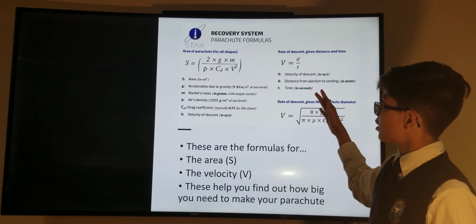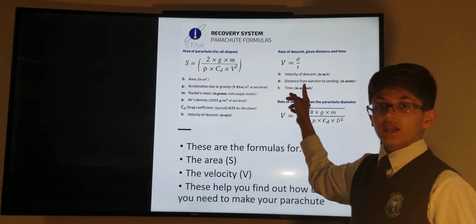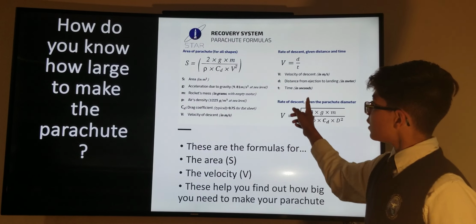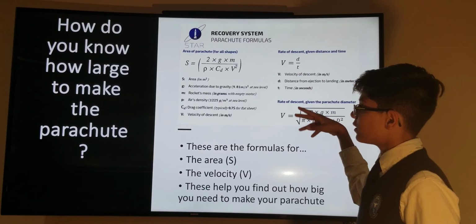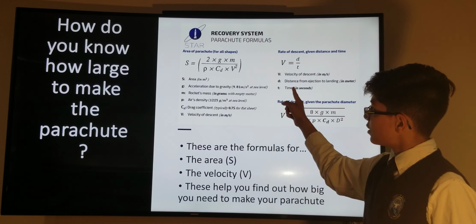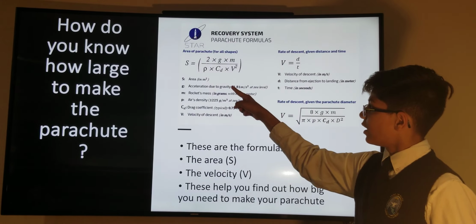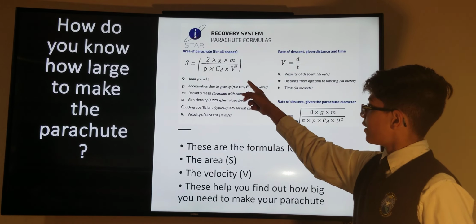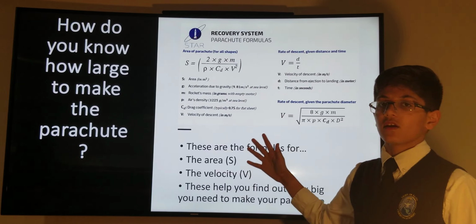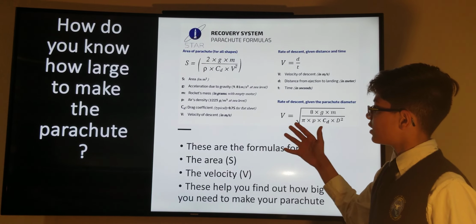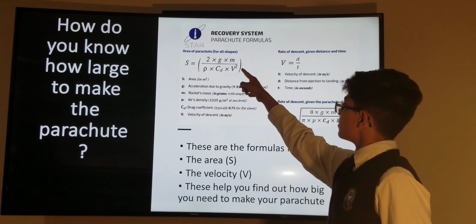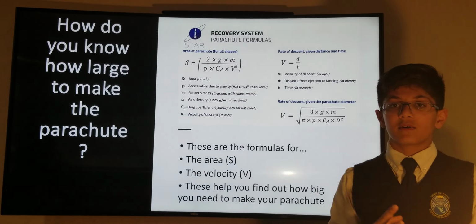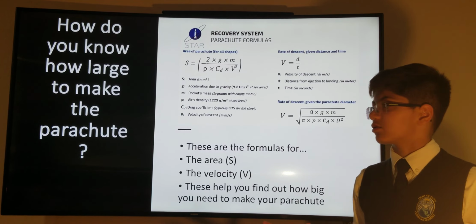The first one I'm going to talk about is the velocity. The velocity is the rate of descent your rocket's going to be falling down. And you find the velocity by your distance divided by time. Now that you know the velocity, you can solve the area. There are 2 main factors that can change the area: the mass and the velocity. Those are the main factors of how big your parachute's area should be.